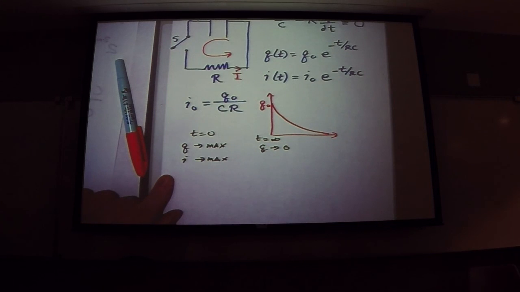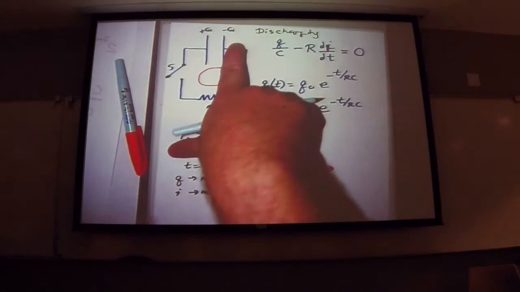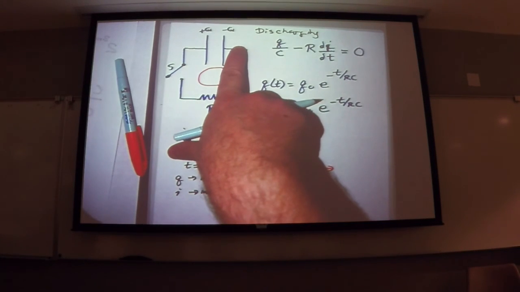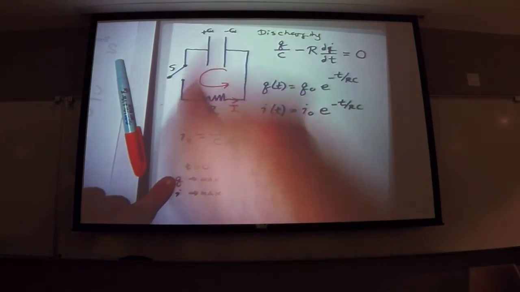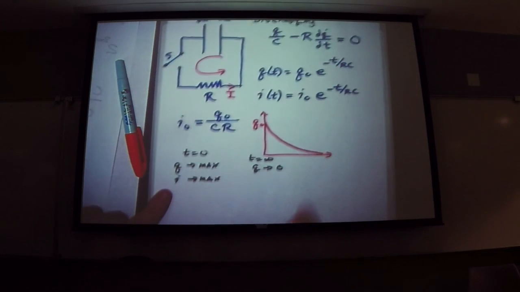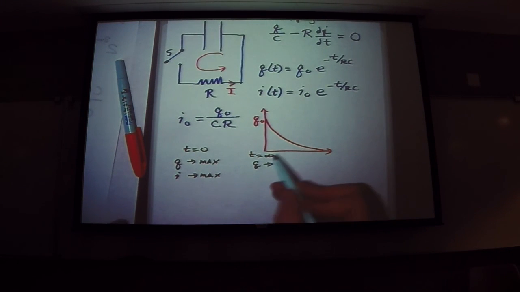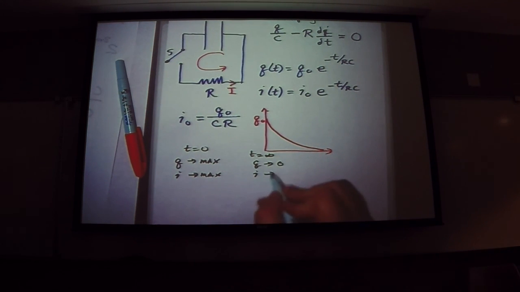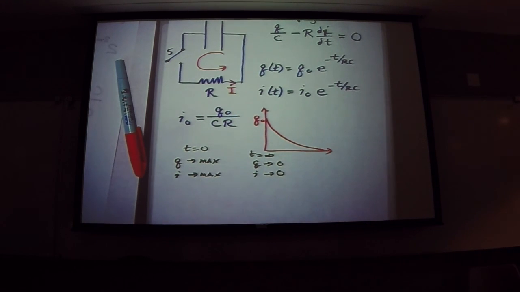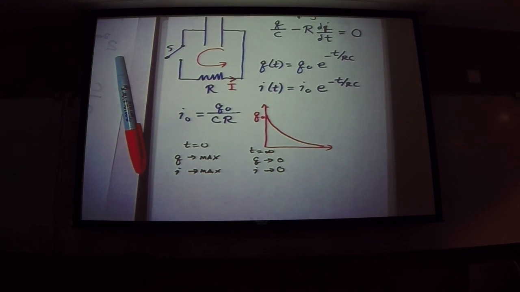And since that charge is what was driving the circuit, because we basically take a capacitor and use it like a battery, we're trying to drive the circuit with the capacitor. At t equals infinity, the current goes to 0. And once again, how fast this happens depends on what your resistance and capacitance are.